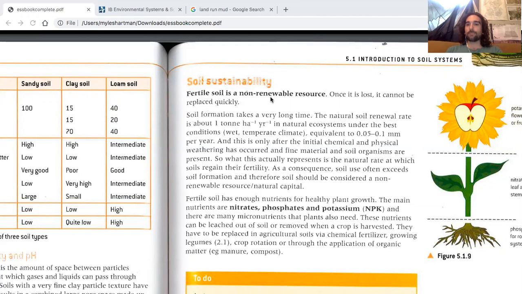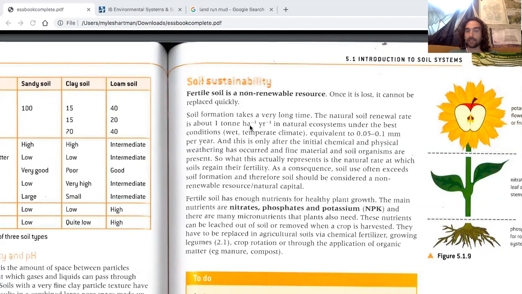Same thing with oil, right? Oil takes too long to renew. So in our lifetimes, we're not able to renew it, so it's considered a non-renewable resource. Soil formation takes a very long time. The natural soil renewal rate is about 1 ton per hectare per year.